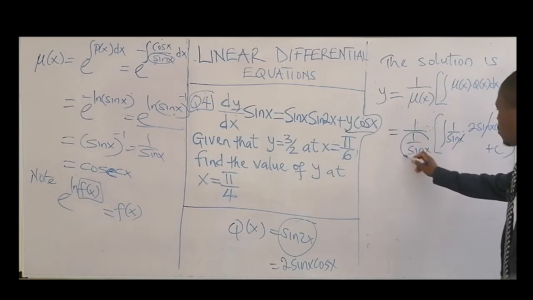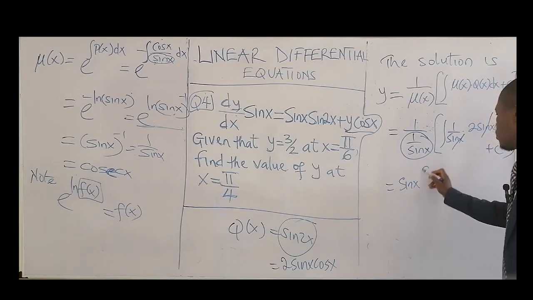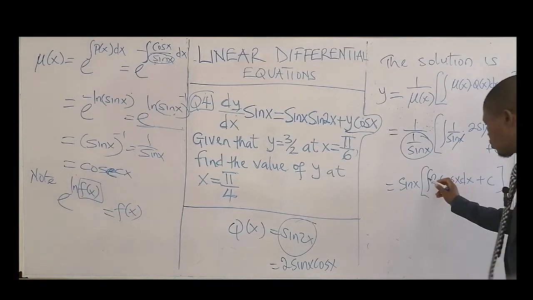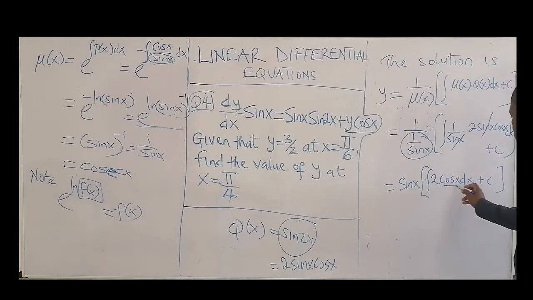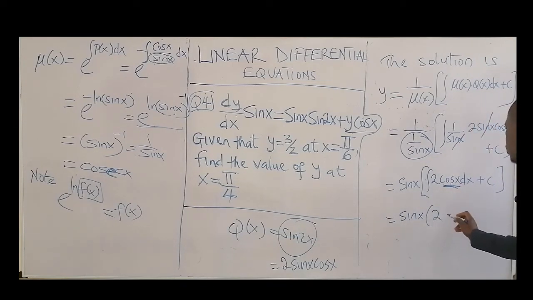Then the inverse of 1 over sine will be equal to sine x. Open your brackets, then integral. It will remain 2 cos x here, 2 cos x dx plus c. We can take the 2 outside the integration, and the integral of cos x is sine x. So I'm having sine x into brackets here, 2 sine x plus c. So that's my general solution.